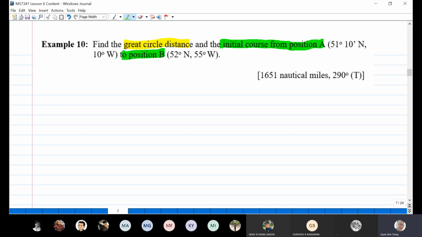So in a normal bearing question, if I want to draw a bearing question, normally you put a North Pole there, and then this is point A, and then they want to know what is the initial course, what is actually the course from A to B.